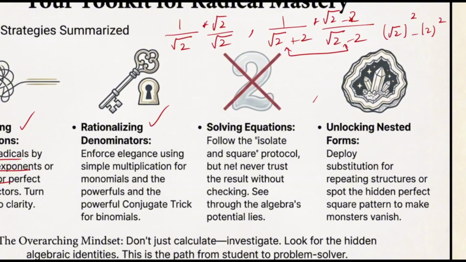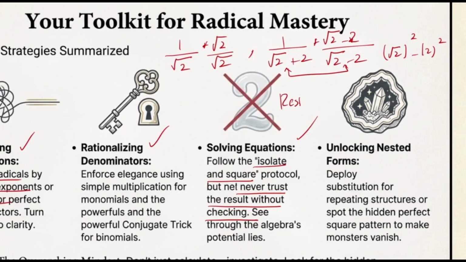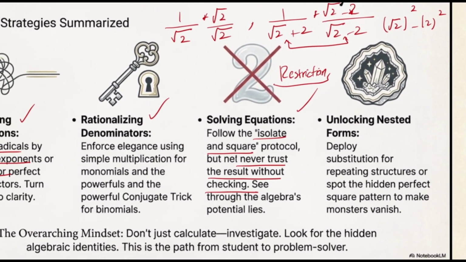After that, we had solving equations. We have to follow isolate and square. It means that we isolate one radical on one side and keep everything else on the other side. It could be radicals, it could be a number or a radical, it could be anything. After that, we should never trust the result without checking. It means that I have to check the number itself. Another thing that helps me is the restriction point, or no-go point, that I have to deal with at the very beginning of the question. It means that the number beneath the radical cannot be less than 0.